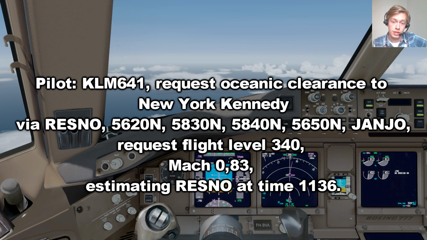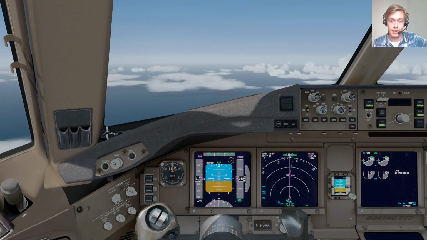So as you can see, it's a little bit different. You have to mention each and every coordinate, which for the NAT tracks is not necessary thanks to the TMI number. So whenever you have a random routing, your clearance will contain the separate coordinates that you're going to fly over when you cross the Atlantic.